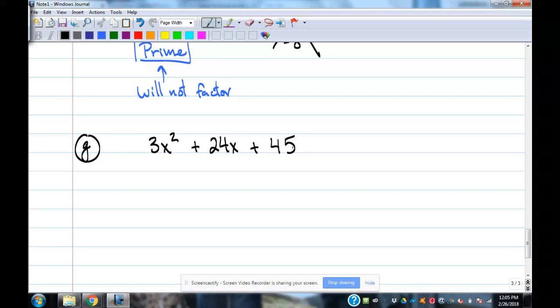3x squared plus 24x plus 45. 3 goes into itself, 3 goes into 24, 3 goes into 45. So we've got a GCF of 3. We're going to pull that out at the beginning. What's that leave in the parentheses?